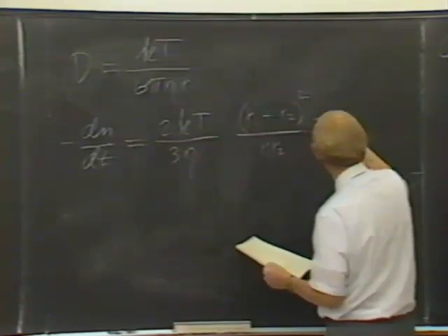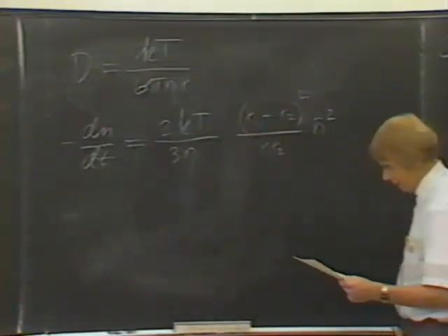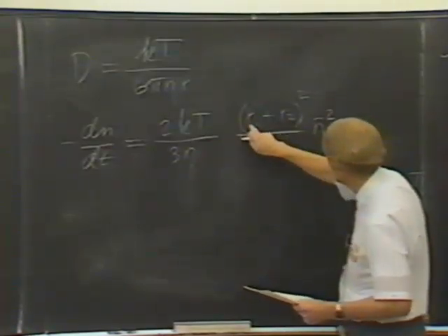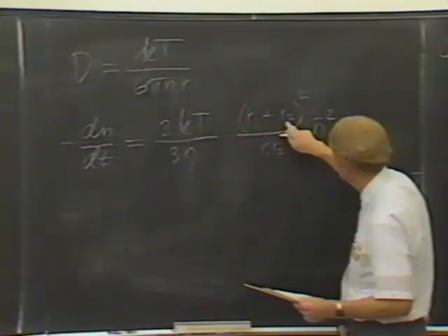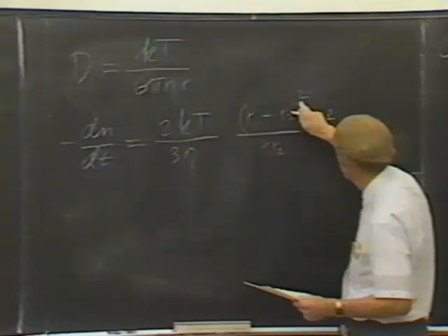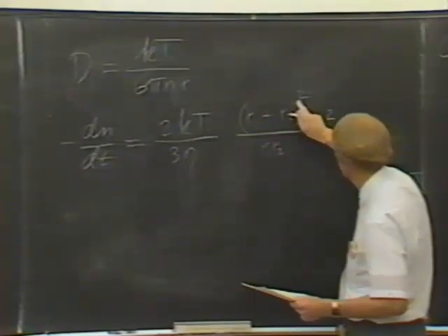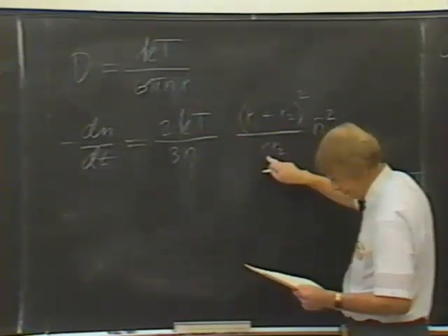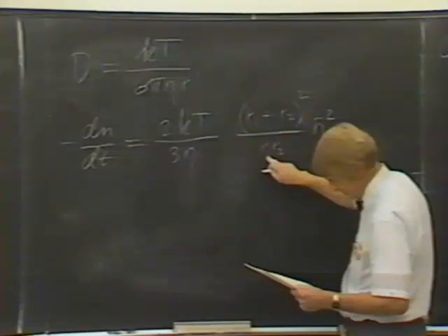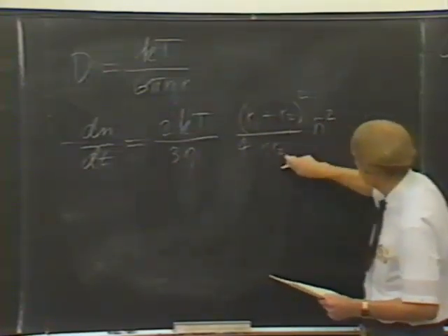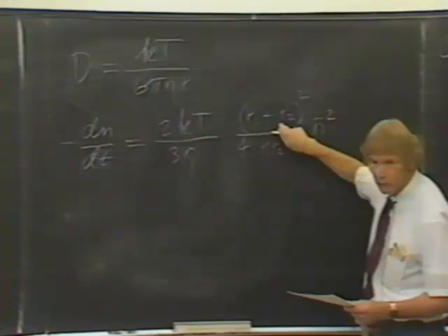If the particles are the same size, R1 plus R2 is 2R, and squaring that, that's 4R squared. Oh, I left something out here, a 4. Okay, and this is R squared, 4R squared, so that when the particles are the same size, this is just 1, right?